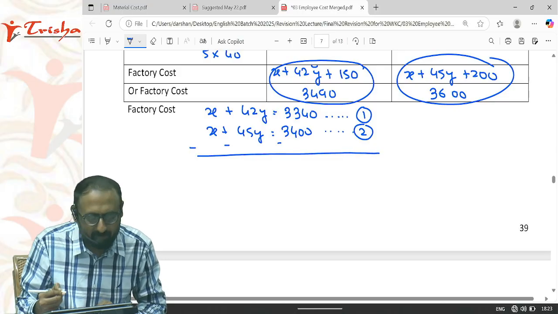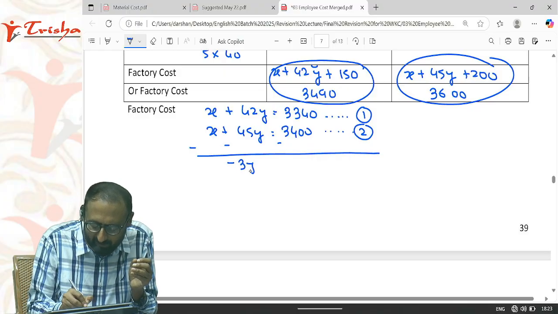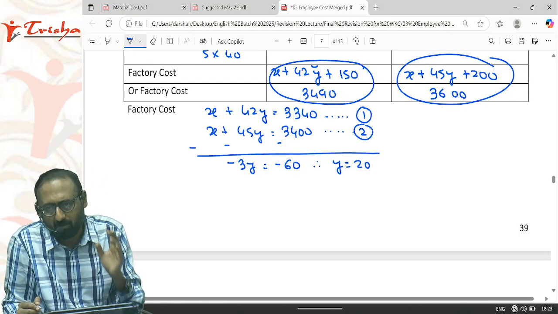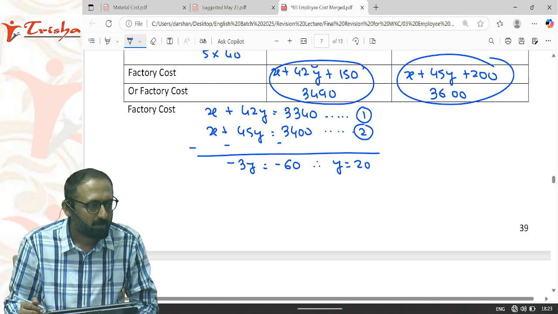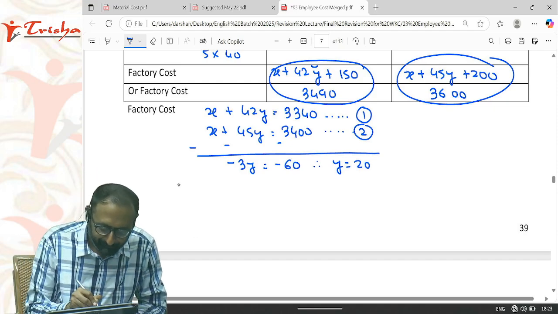Subtract: x gets cancelled. On the left hand side, minus 3y will remain, is equal to minus 60. Therefore, y is equal to 20. Y is the wage rate per hour, which comes to 20 rupees. Substitute the y value in any one of the equations and you will get the value of x.